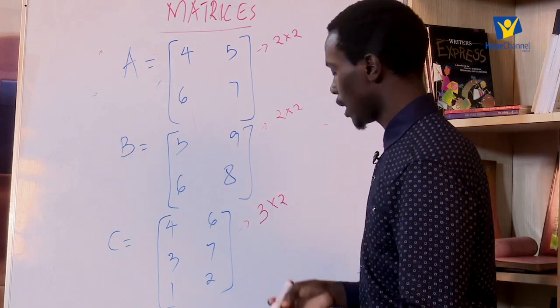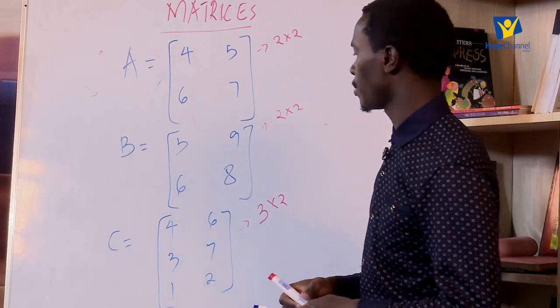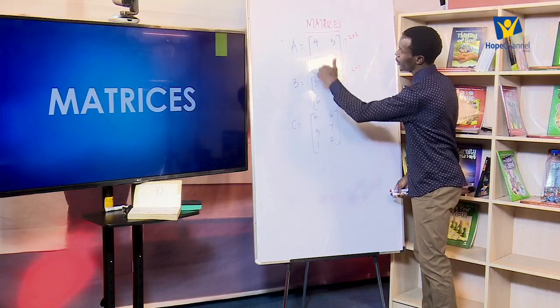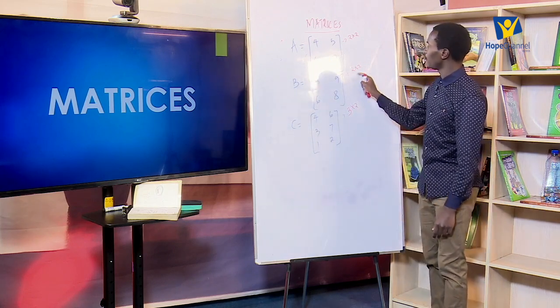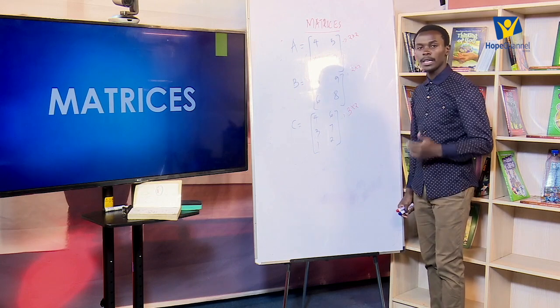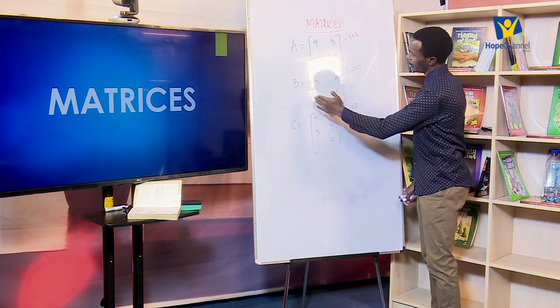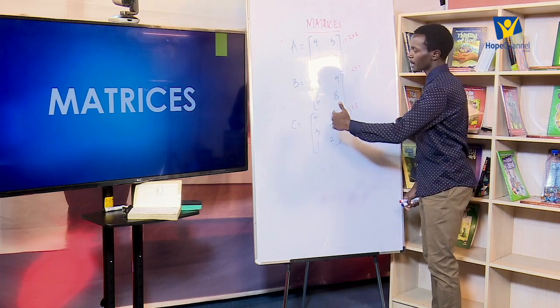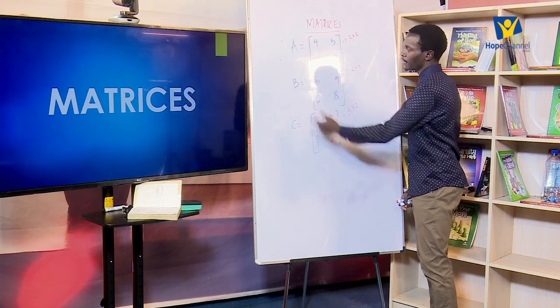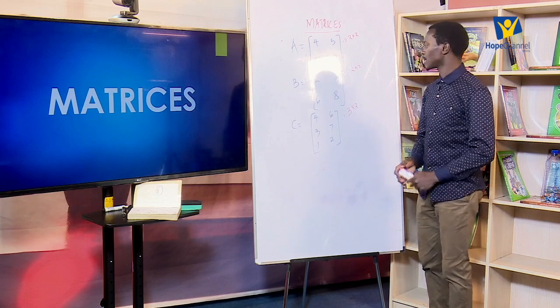columns, which is 2. Now addition is not possible between C and either A or B because its order is different, and therefore we cannot add B to C or A to C, or even subtract B from C or C from A. Those 2 operations cannot work unless the 2 matrices have the same order.